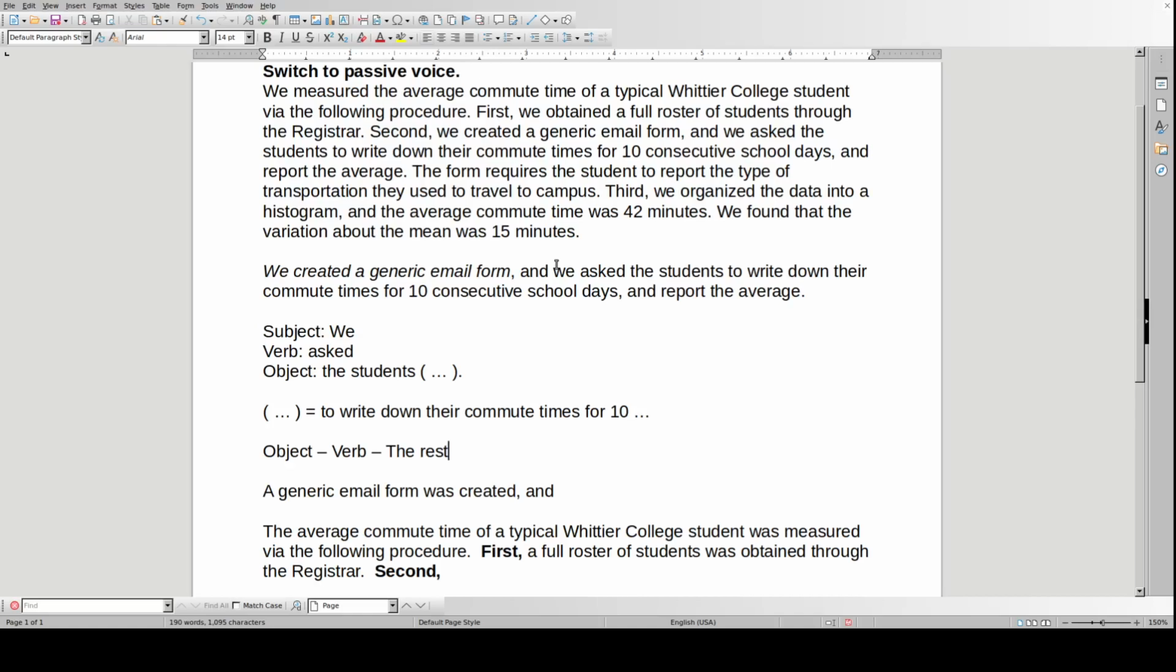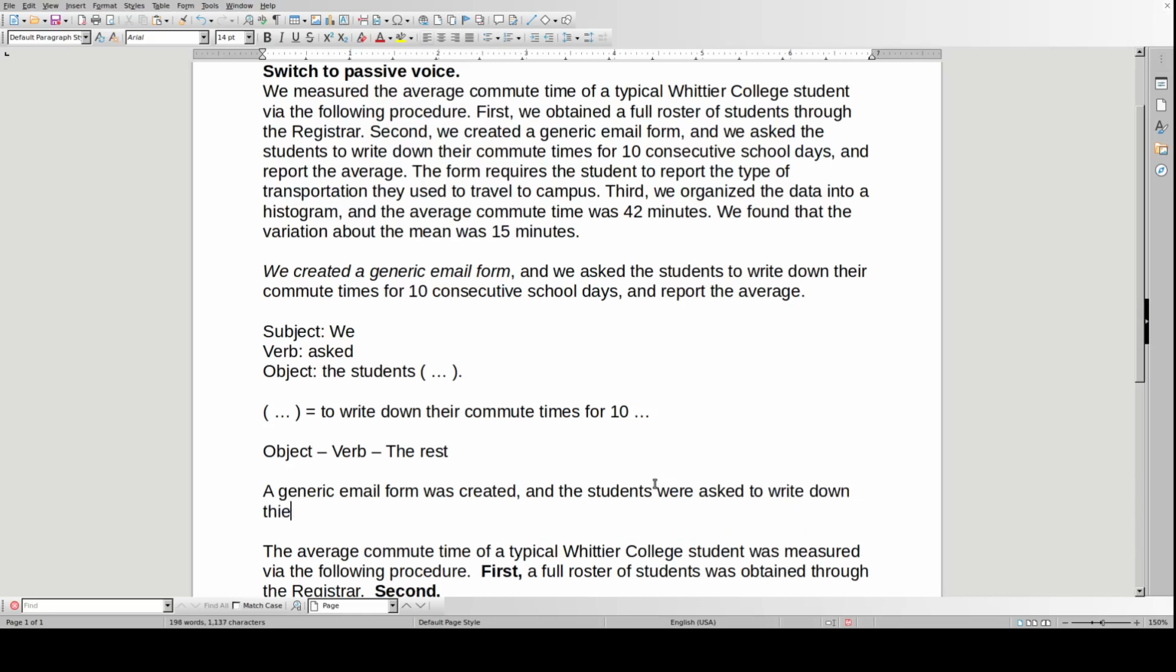And so what we need to do is now we're working on our passive voice sentence here, and we're just following the comma and. How about we say the object first, the students, the verb next, were asked. So we have to conjugate the verb asked into passive voice. So, and the students were asked, and then the parenthetical rest of the sentence, to write down their commute times for 10 consecutive days and to report the average.